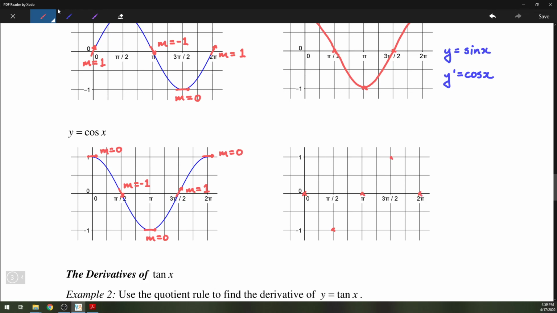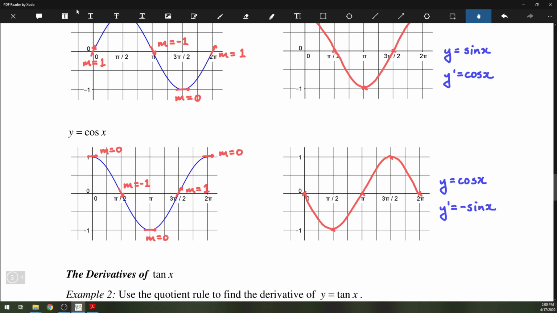If we go ahead and connect the points there, of course, you can see that it is a sine curve, but it is not a positive sine curve. It is a negative one. Something like this. So if y is equal to cosine x, you have that y prime is equal to negative sine x.